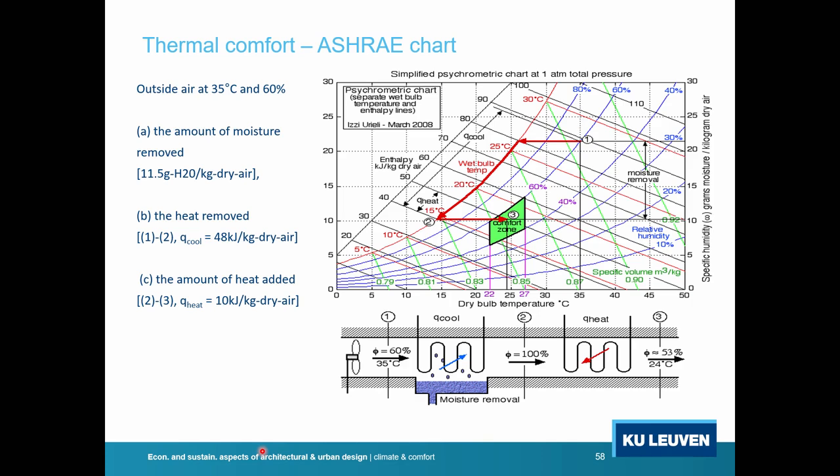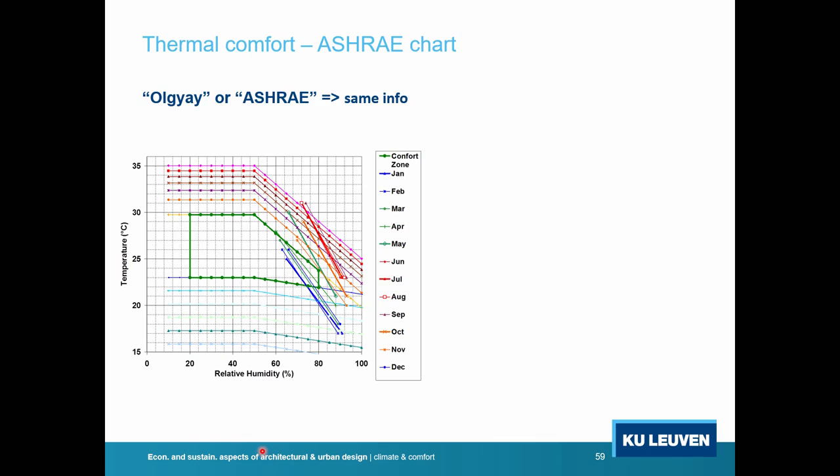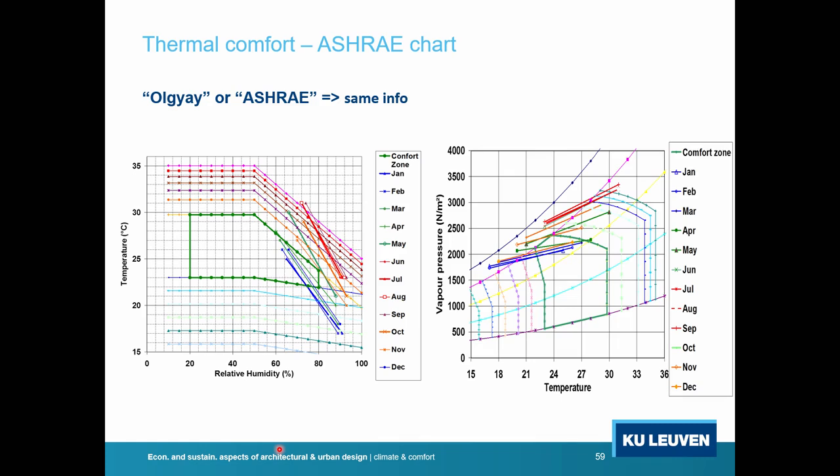What we will do is simply plot our data on the Victor Olgyay chart, knowing that it's more or less the same information as on the ASHRAE chart. We will learn from our average monthly data where we are situated compared to this chart, and in the next lessons we will look at more detailed data to have a more in-depth interpretation. But this is just to get a first idea of the thermal comfort situation.